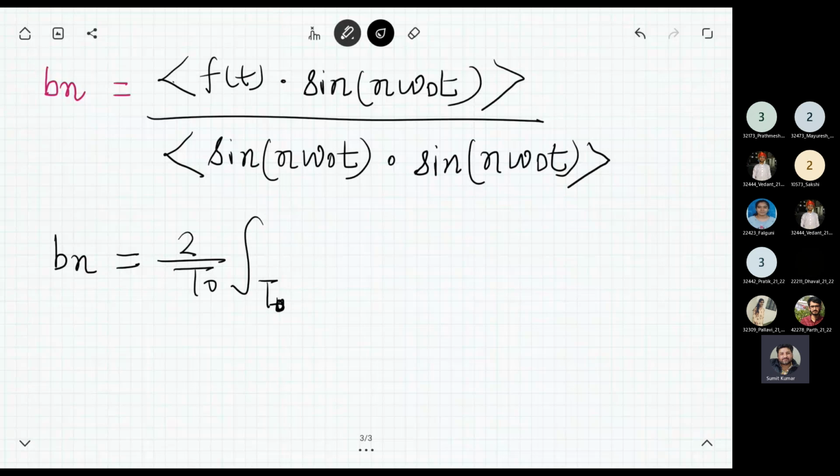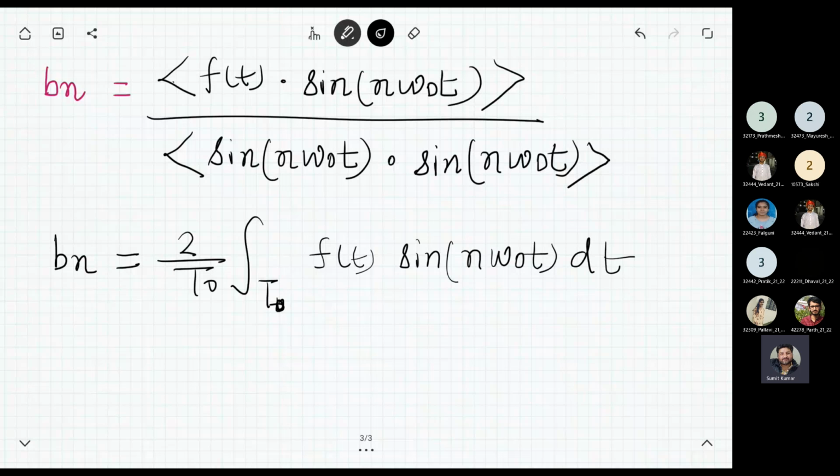So it can be 0 to T naught, it can be minus T naught to 0, it can be minus T naught by 2 to T naught by 2, or something like that. Whatever convenient range you find based on your choice, you can do that. Okay, and this is f(t) sine n omega naught t dt, right?